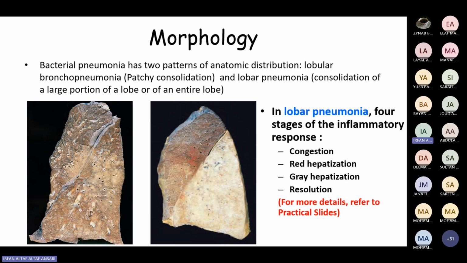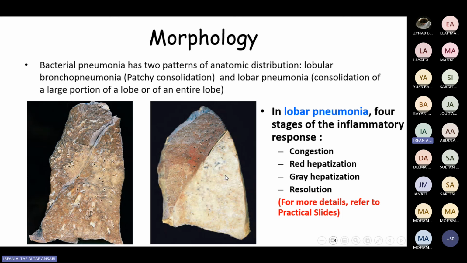So these morphological changes are more characteristic of bacterial pneumonia. We have two anatomical distributions. Lobular or bronchopneumonia: when you see patchy areas of consolidation along the bronchi, with the lung parenchyma surrounding the bronchi showing patchy areas throughout the lung. Sometimes it is more in the upper lobe, sometimes more in the lower lobe, or sometimes the entire lung. That is known as bronchopneumonia. Lobar pneumonia is when there is consolidation of a large portion of a lobe or an entire lobe, as you see over there.